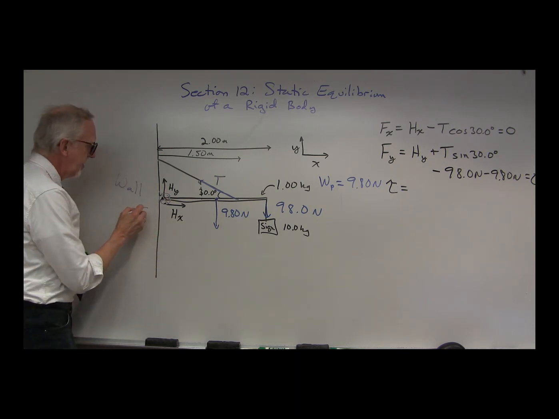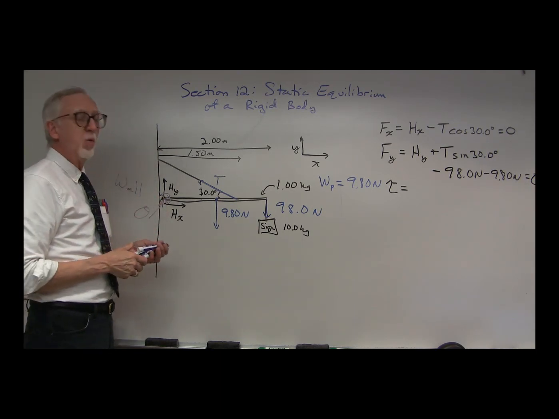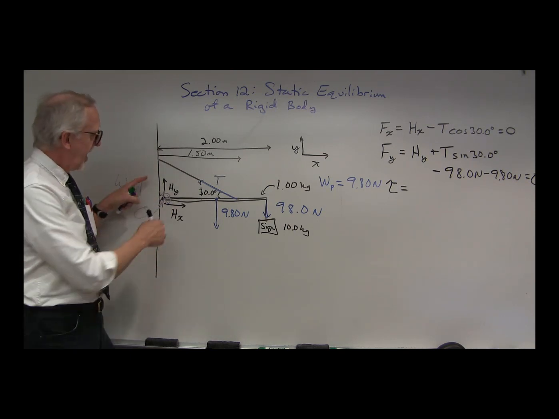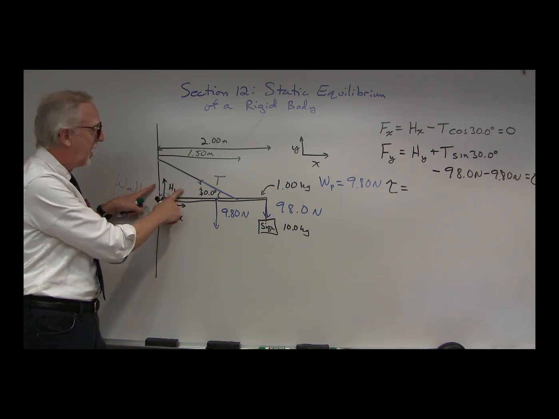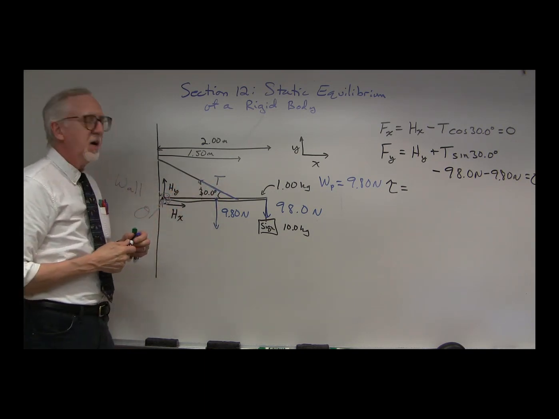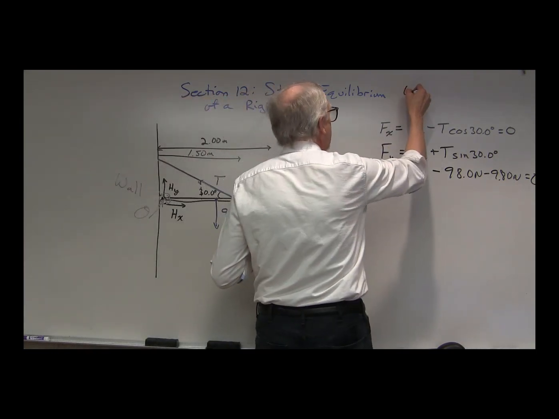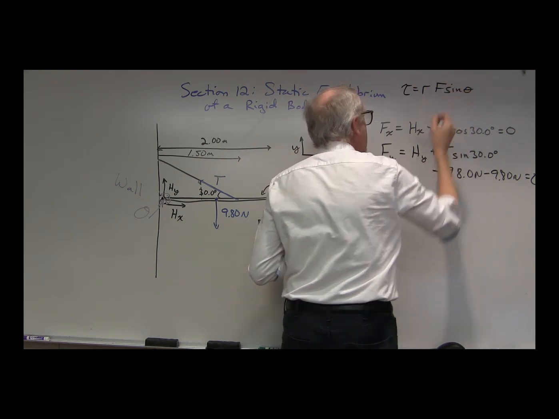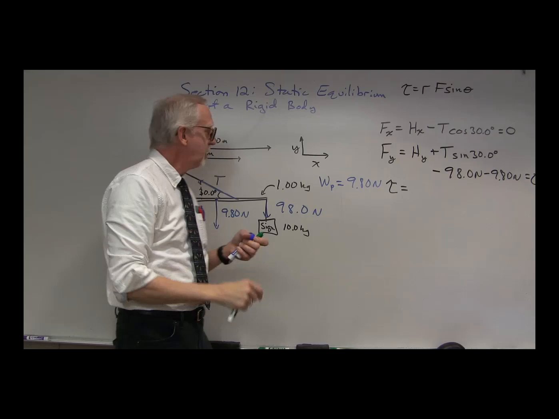Okay, well, let's do that. So we'll define our origin at the hinge, and then what are the torques? Well, let's just go through one by one. And what do we have? We've got, let's see, torque due to Hx, 0. Torque due to Hy, 0. Torque due to T. Okay, remember, how do we find torque? Torque is equal to Rf sine theta. But then we also have to think, is it in the positive or negative direction?